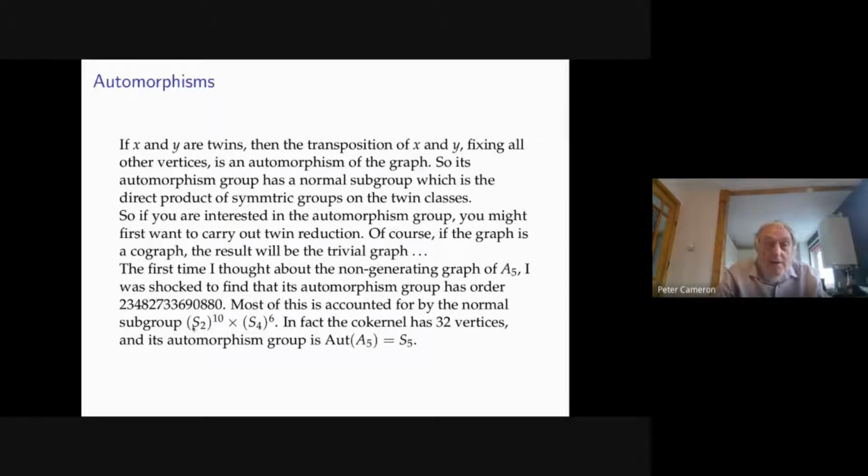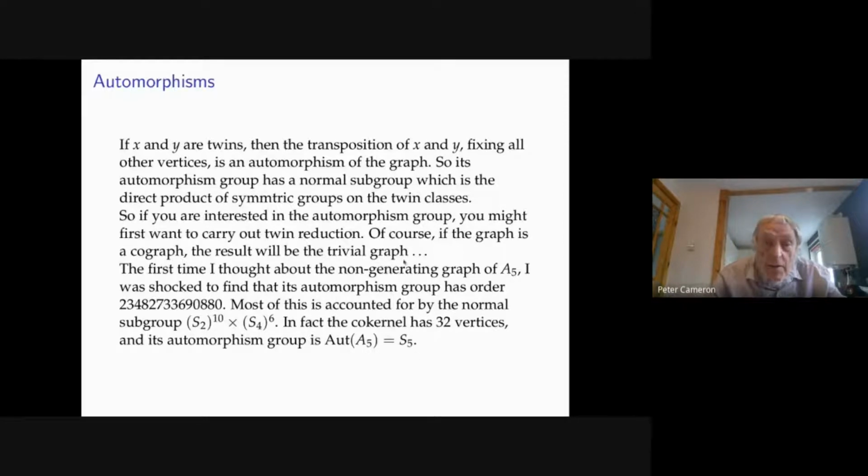If you factor out that subgroup, you get down to, well, the co-kernel has 32 vertices, and its automorphism group is just S5, which is the automorphism group of A5. And we know that must be there. So twin reduction, going down to the co-kernel, often makes the problem of studying the automorphism group more manageable.